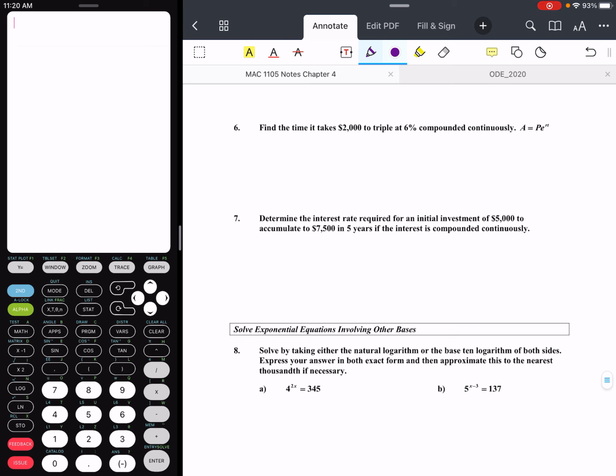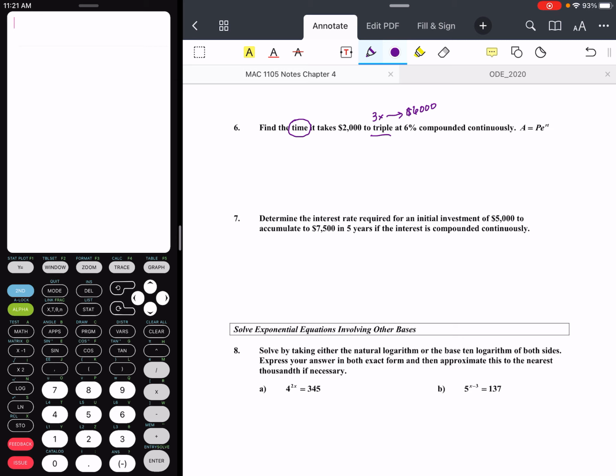So for number 6, it says find the time. I just want to make a note that that's what we're looking for, time. Find the time it takes $2,000 to triple, so 3 times the original, at 6% compounded continuously. And by the way, if $2,000 triples, then it's going to become $6,000, right? 2,000 times 3 equals 6,000.